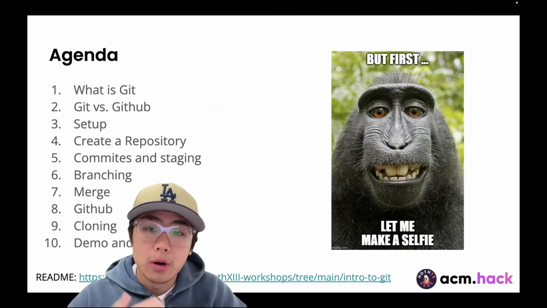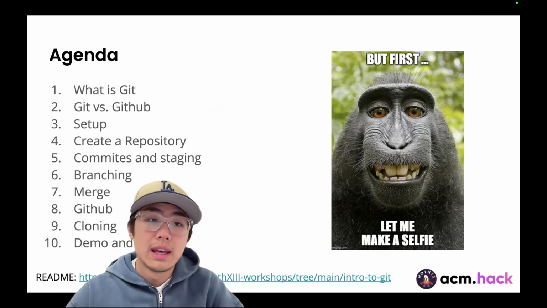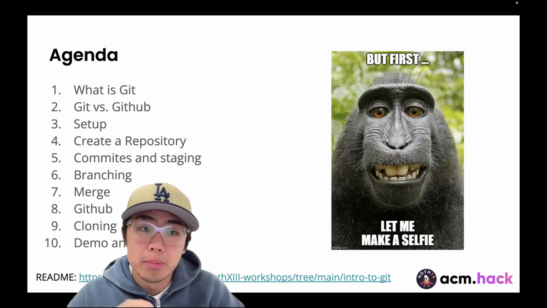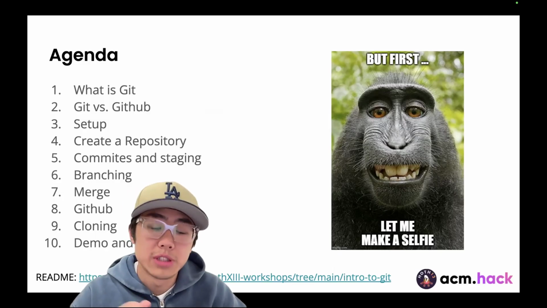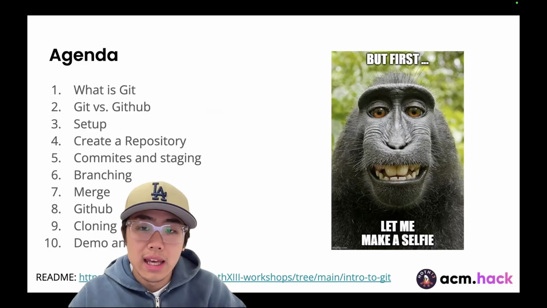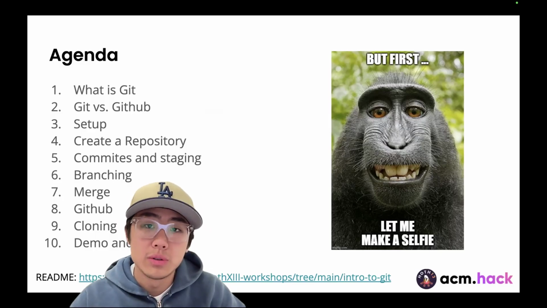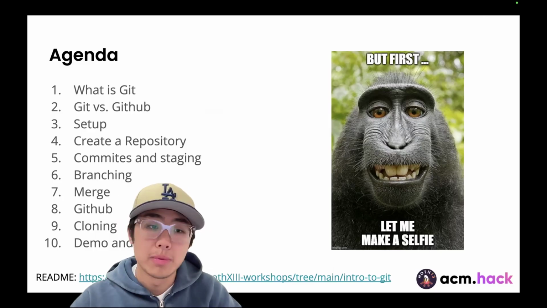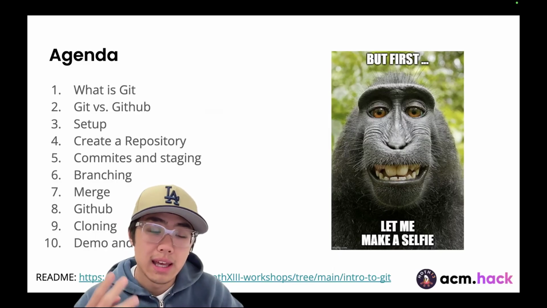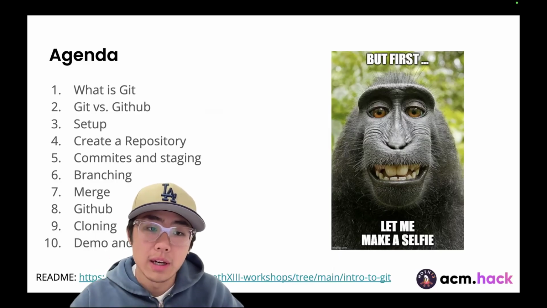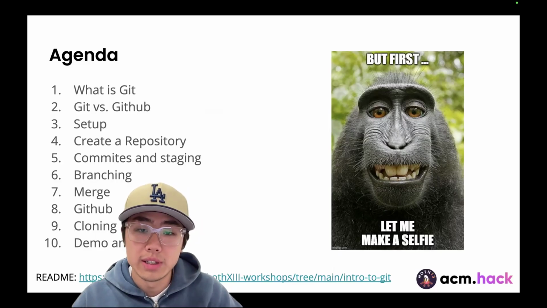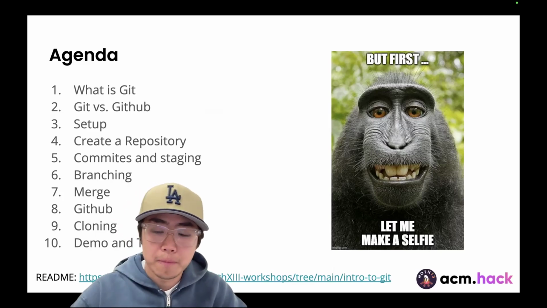So let's talk about what we're going to do today. We're going to first talk about what Git is, a little difference of Git and GitHub, and then we're going to set up Git, create a project, do some changes, make some saves, and we're going to talk about branching, which is a unique element that Git provides, merging, and a little bit about GitHub so you can collaborate with your friends. And at the end, I'll give you a little demo and cheat sheet for all the commands that we're going to talk about.